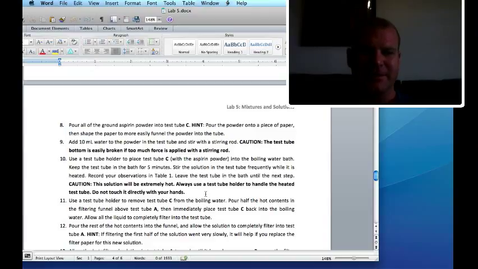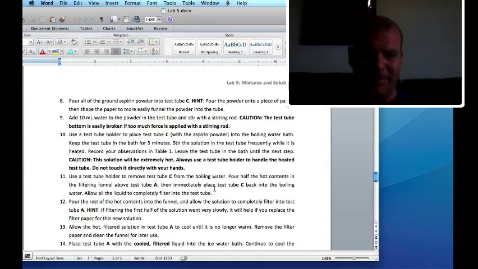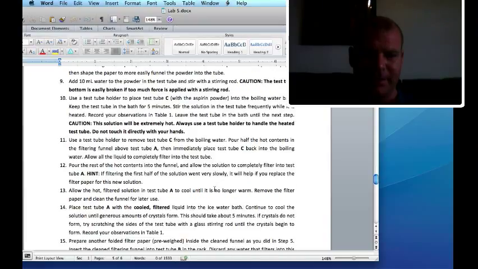After it all dissolves, does it tell you to filter it? Let's see here. Test tube, aspirin powder, paper-shaped funnels. Don't break the test tube if you do that. Use the test tube holder handle. You grab it. Now we're waiting in the funnel. You have to filter it to get rid of any shell on it. So let it sit there, and you have the filtered solution.